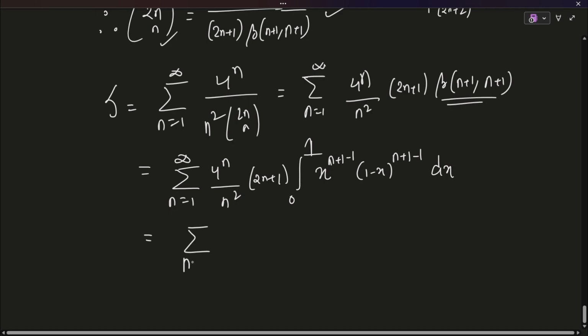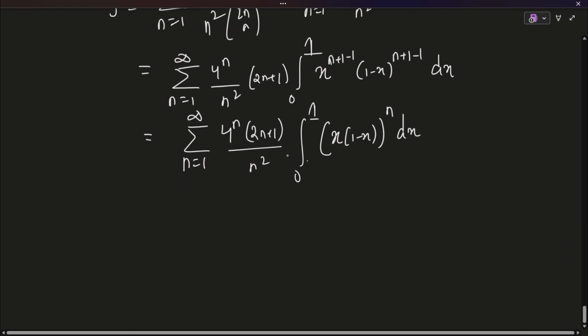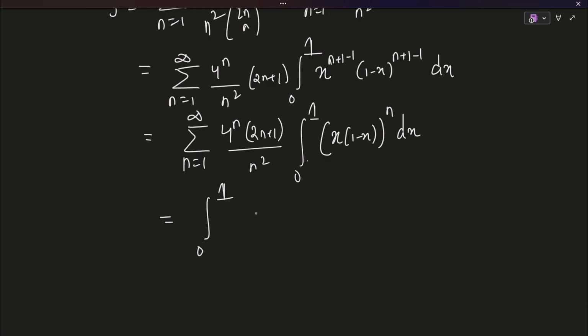Okay, now let's write this like this: the sum from n equals 1 to infinity of 4 to the power n into 2n plus 1 upon n squared. And then we have the integral inside, which is x to the power n into 1 minus x whole to the power n, which we can write together like this. Okay. Now we are going to interchange the summation and integral. Because this is a sum of infinitely many integrals, we are going to write this as an integration of an infinite sum, which is valid here because this sum converges and all the terms are positive. And also there is a bound on x here.